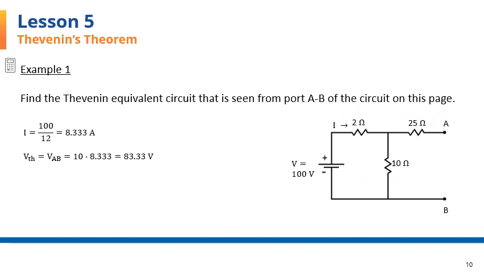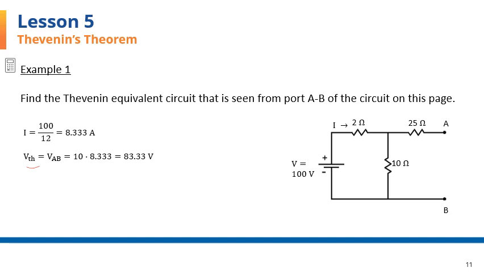So the voltage across the 10 ohm resistor, based on Ohm's law, is the product of the current that goes through it, which is the 8.333 amps, times the resistance itself, which is 10 ohms, and that gives us the voltage across the 10 ohm resistor, which is 83.33 volts. That same voltage obviously appears also between points A and B, 83.33 volts. So we have found V sub TH, the open circuit voltage between points A and B.